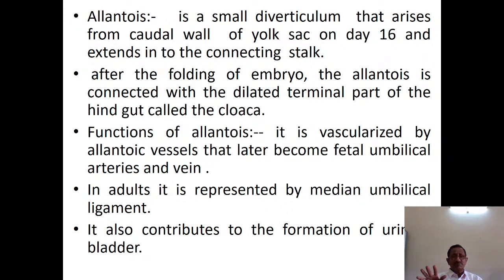It is vascularized by allantoic vessels that later become fetal umbilical arteries and veins. So this allantois is vascularized by vessels which finally become the vessels of the umbilical cord. Now in adults it is represented by the median umbilical ligament. It also contributes to the formation of the urinary bladder. This allantois forms a part of the urinary bladder, and it is represented by the median umbilical ligament in adults.